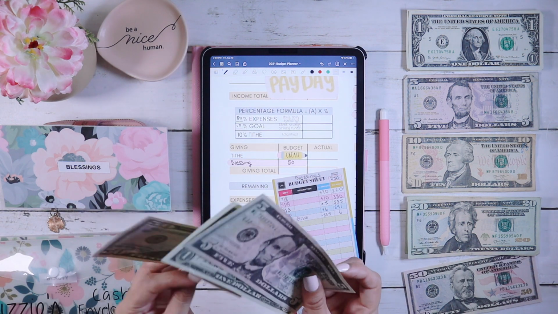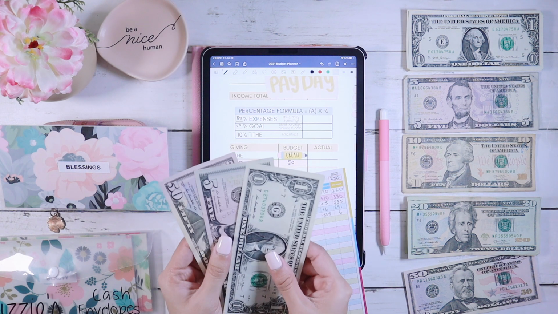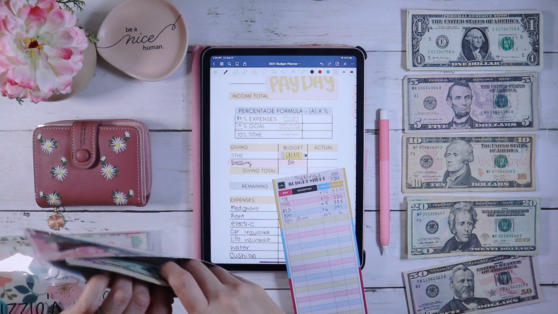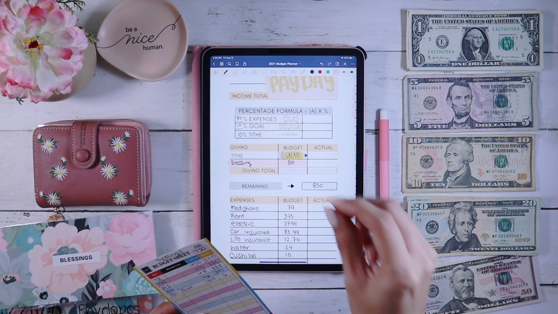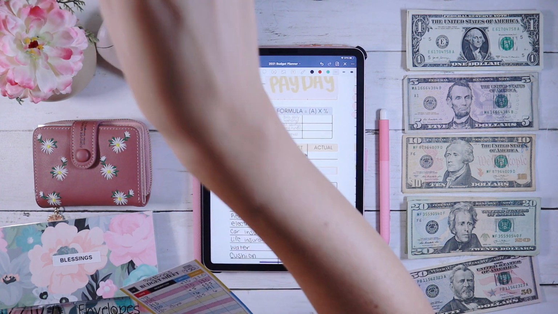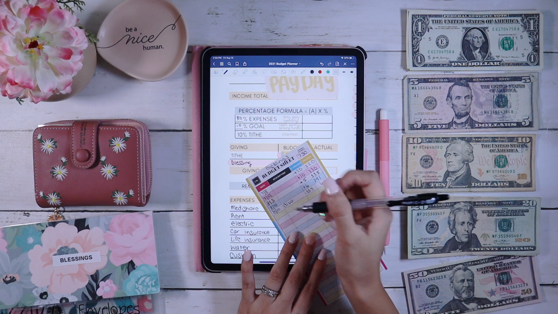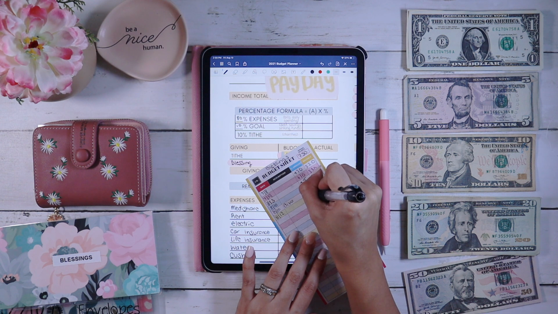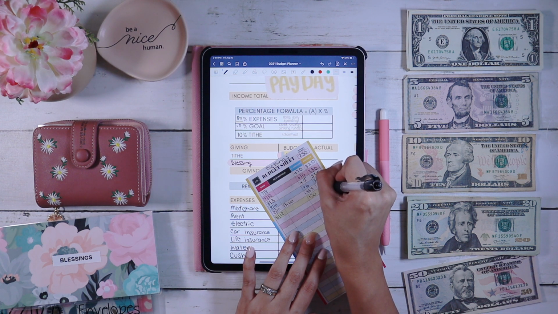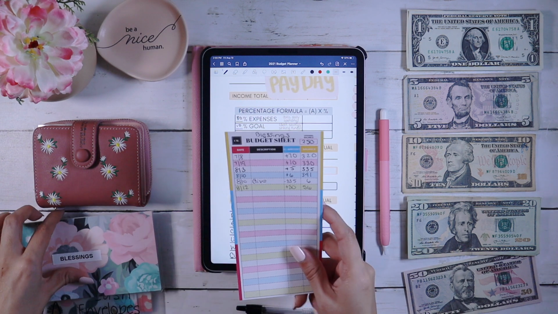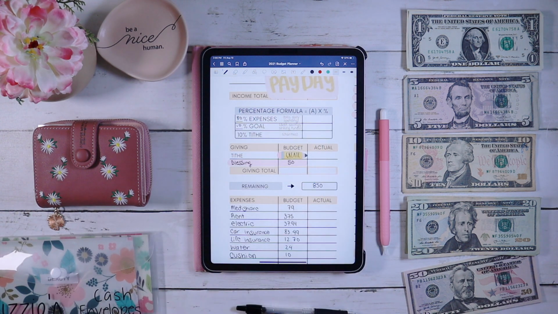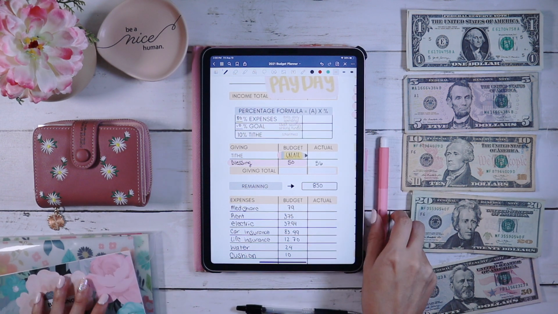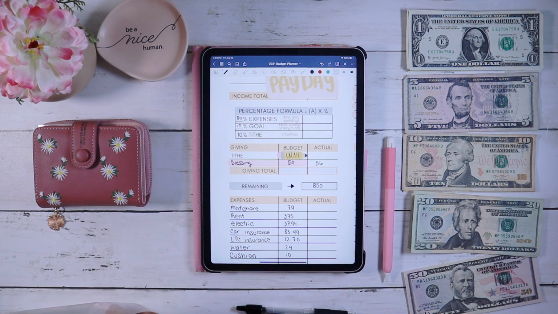So I have my 50, and there's some money in here. Right now there is $56 in this envelope. Let me just get a pen. Today is, and we added 50. So there's $56 in this envelope. And let me put this away.